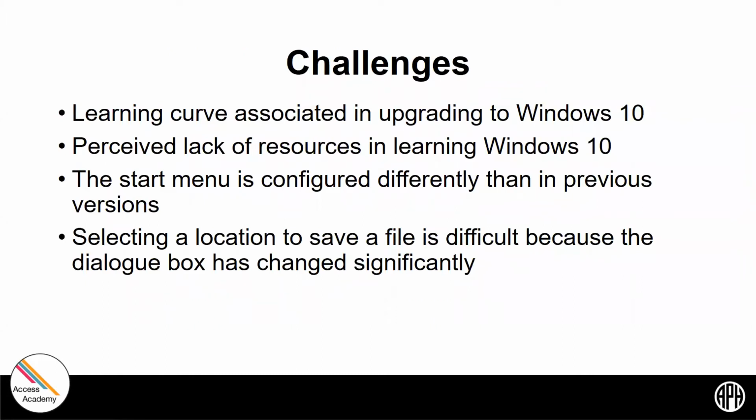There's a learning curve associated with any upgrade of Windows, and that was very true when Windows 10 came out. There's a perceived lack of resources in learning Windows 10, especially from a blindness perspective. The start menu is configured differently than it ever was in the past, which can lead to some angst and some uncertainty as to how to do things. Selecting a location to save a file is difficult because that whole dialog box has changed, and so it's different trying to figure out how to do it. So we'll talk about a lot of that stuff today.